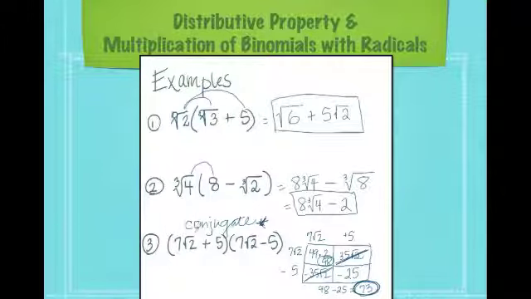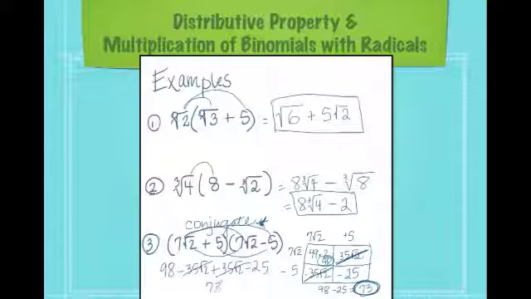Okay, if you used FOIL here, you would just multiply those two, which gives you the 49 times 2, which is 98, and then 7 square root 2 times 5, negative 35 square root 2, and then plus 35 square root 2, and then minus 25. So those add to 0, and you still end up with the 73.